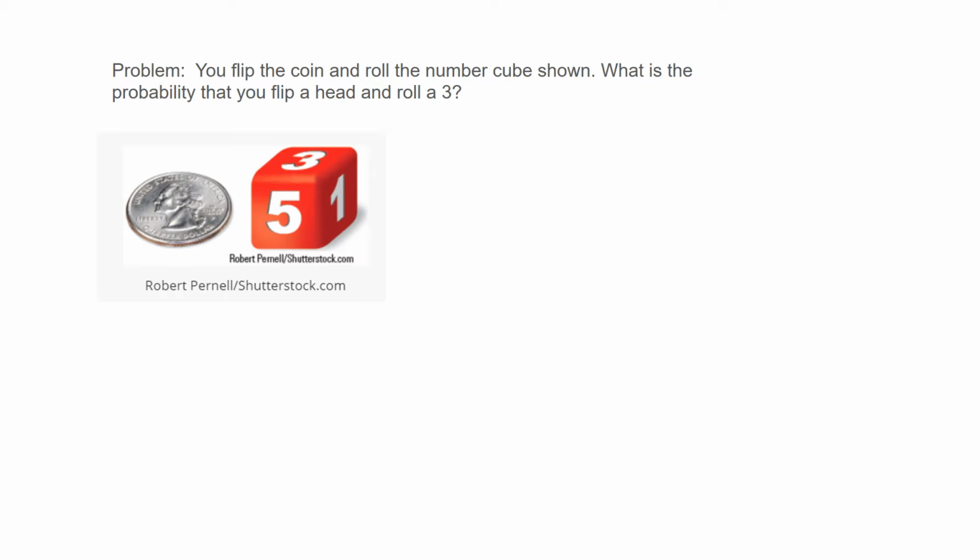When you're determining probabilities, you have to find the number of desired outcomes divided by the number of total outcomes. But sometimes we're in situations where we might have to figure out how many different possible outcomes we can have. So we'll start with a problem.